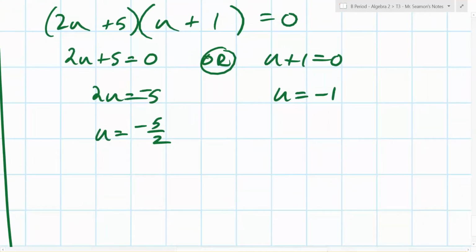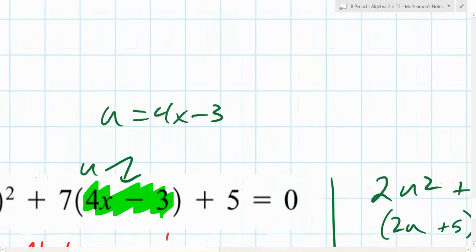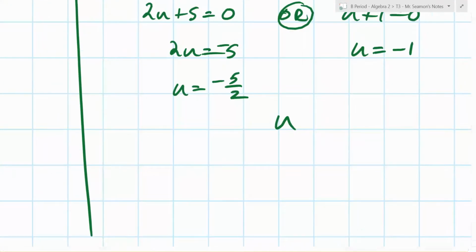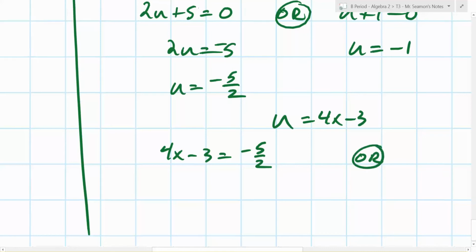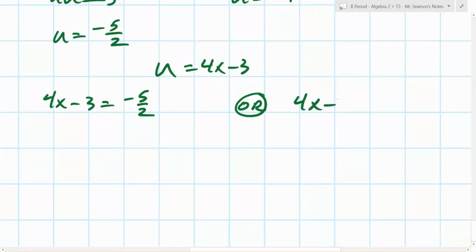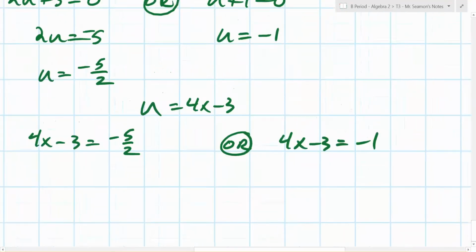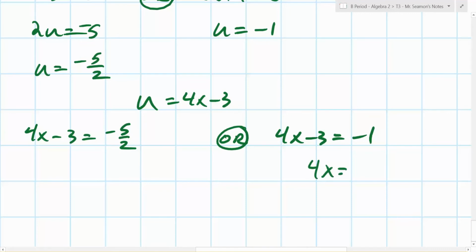That's not the final answer, because what did we say u is equal to right here? So what do you do now? u is equal to 4x minus 3. You plug it in, you get 4x minus 3 is equal to negative 5 halves, or 4x minus 3 is equal to negative 1. So what do you get here? 4x is equal to 2. So x is equal to, hey, is that the same as the answer we got before?